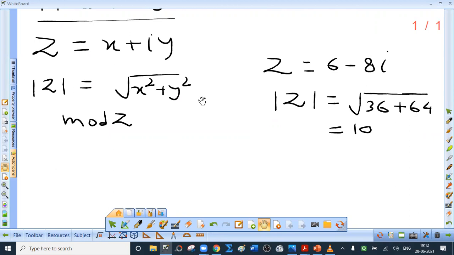So if someone asks you, what is the geometrical interpretation of modulus? Your answer should be: modulus represents the distance of the point representing that complex number from the origin. I repeat, what does modulus of the complex number z represent? It represents the distance of the point representing that complex number, that is x plus iy, from the origin. And what are the coordinates of that point? They are x comma y.